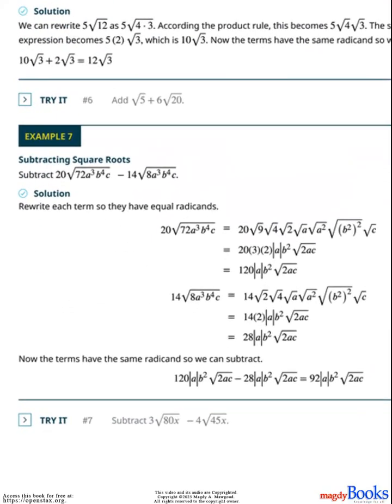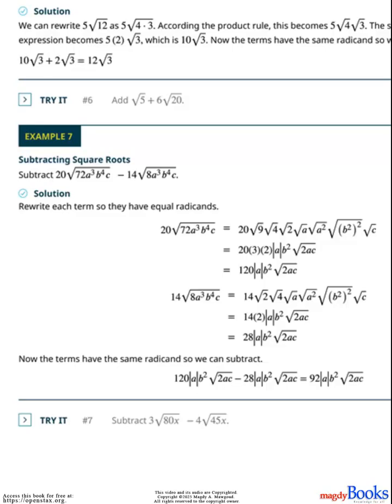Try it number 6. Add square root of 5 plus 6 square root of 20. Example 7. Subtracting square roots. Subtract 20 square root of 72a cubed b to the power of 4 c minus 14 square root of 8a cubed b to the power of 4 c.